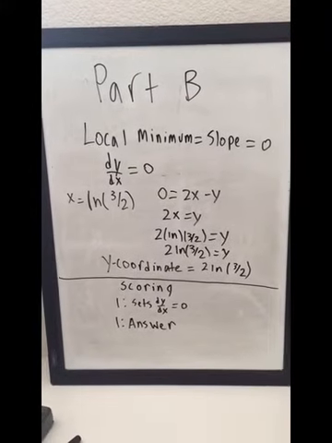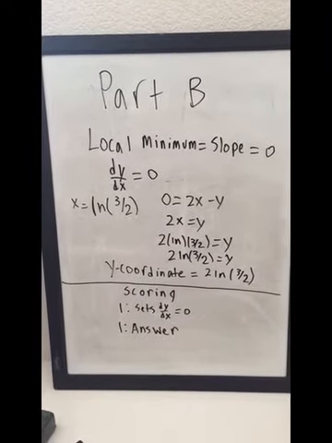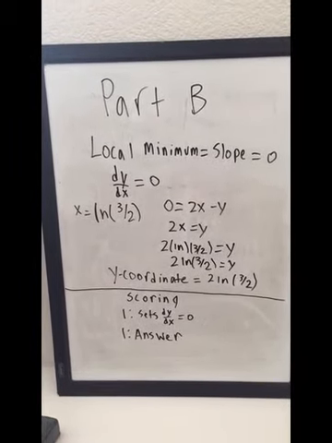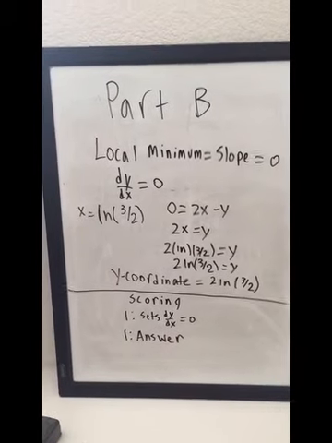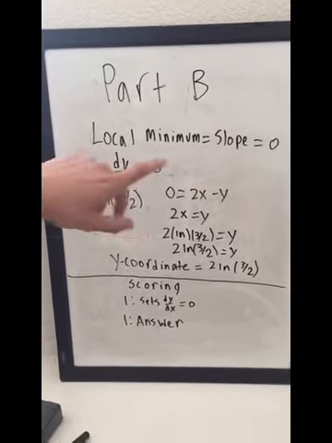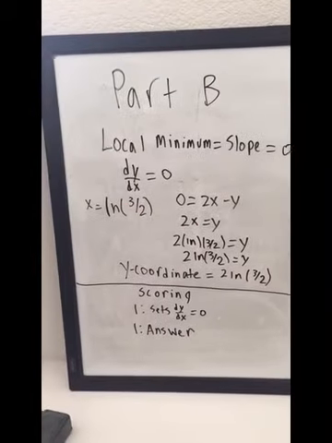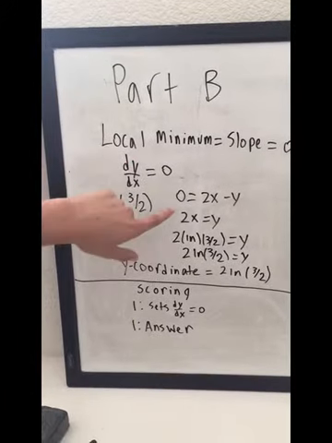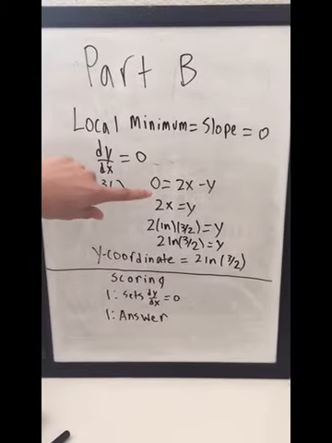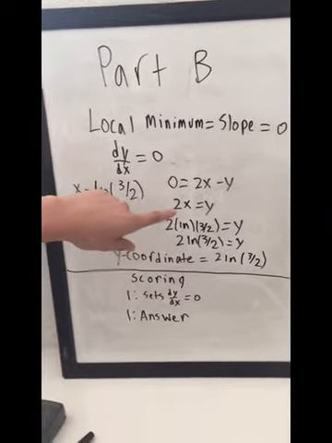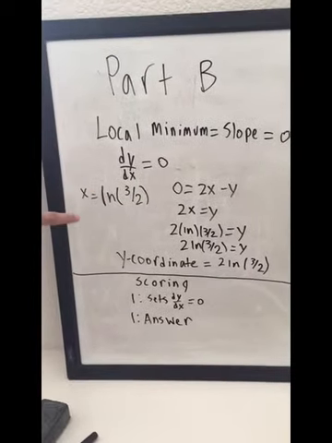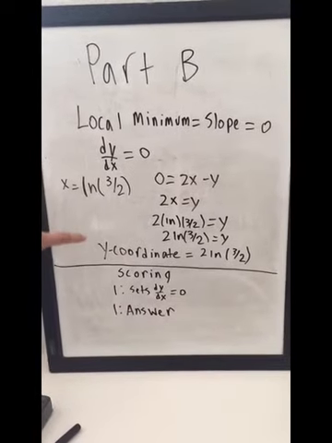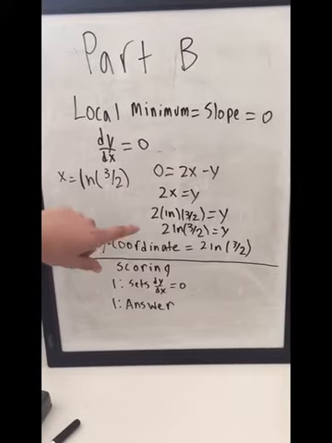Alright, so for part B, the question says, the solution curve that passes through the point (0, 1) has a local minimum at x equals ln of 3 halves. What is the y coordinate of this local minimum? So a local minimum is when the slope equals 0. So for this, you would set the dy/dx equation equal to 0, like this right here. So 0 equals 2x minus y, and then you would get 2x equals y. So the x coordinate is ln of 3 halves, so you plug ln of 3 halves into x, and then you get the y coordinate to be 2 ln of 3 halves.